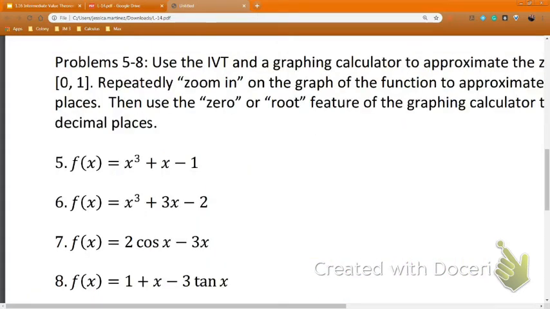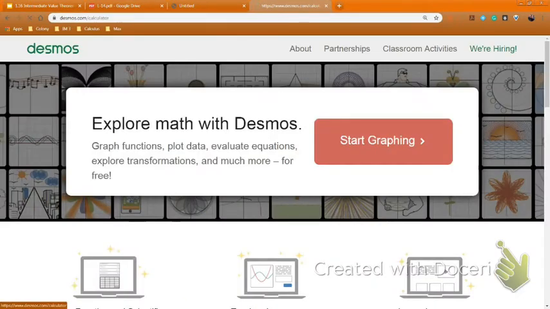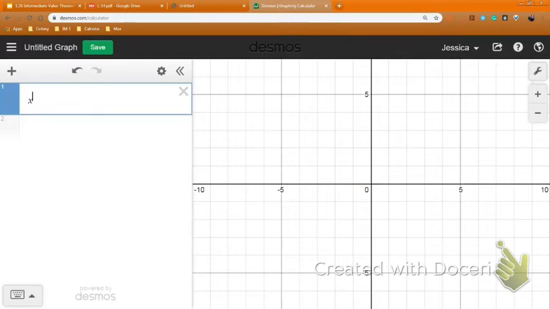The next part it says to use your graphing calculator to zoom in. However, that's going to take us a while, and I really don't want to do that. So, I will teach you how to use your graphing calculator to calculate the exact 0. But for right now, we're going to use Desmos to zoom in because I think Desmos is an easier tool to use to zoom. So, looking at this first function, write this down for number 5 on your homework. X cubed plus x minus 1.